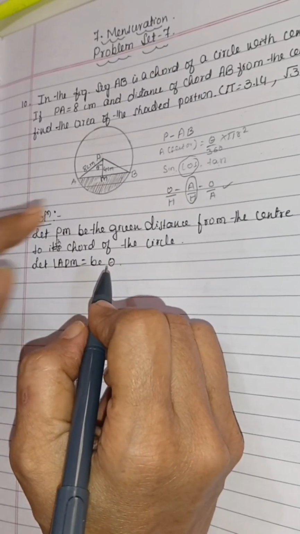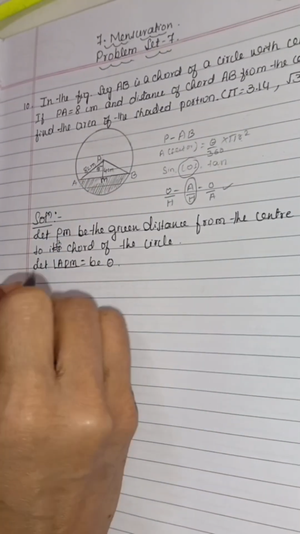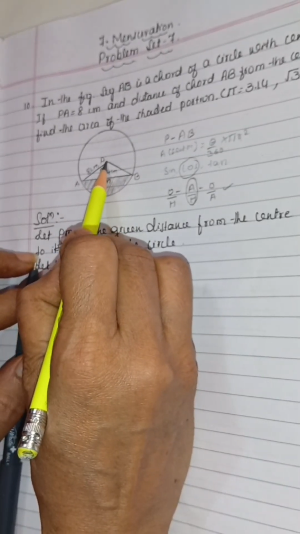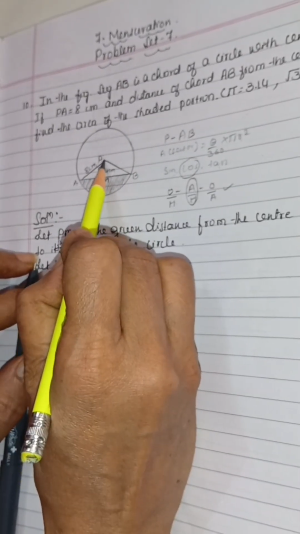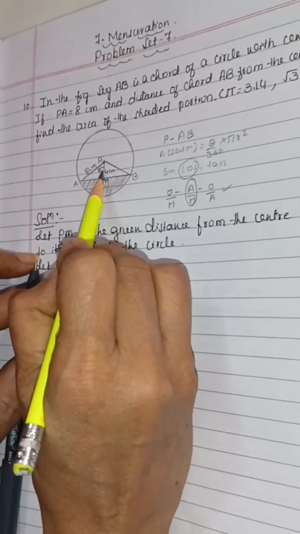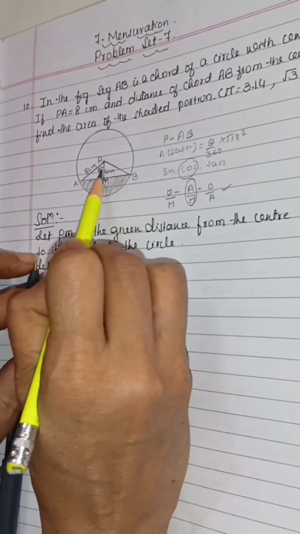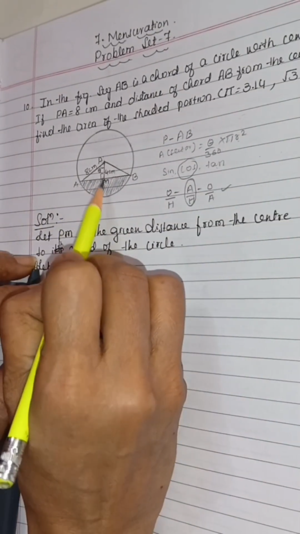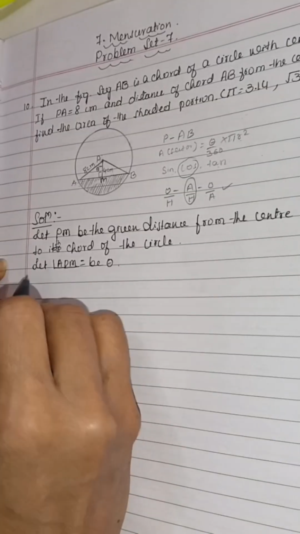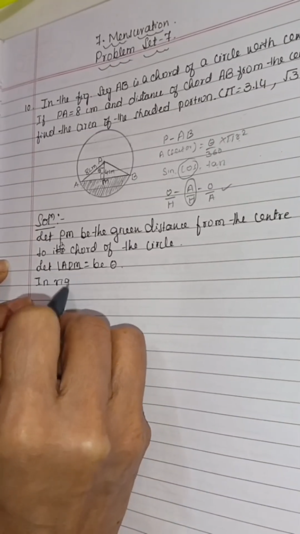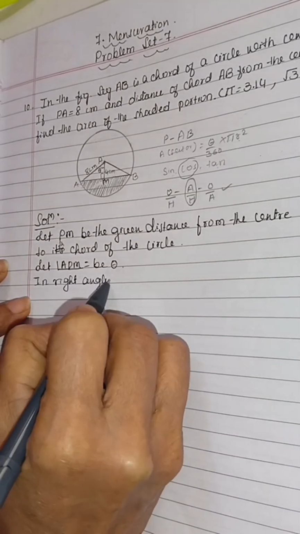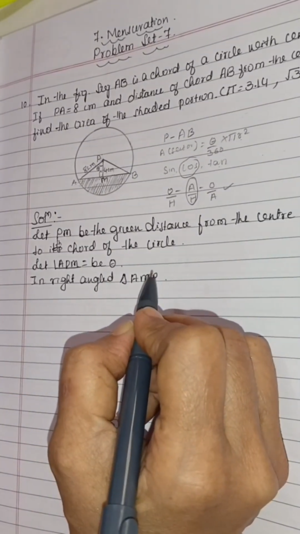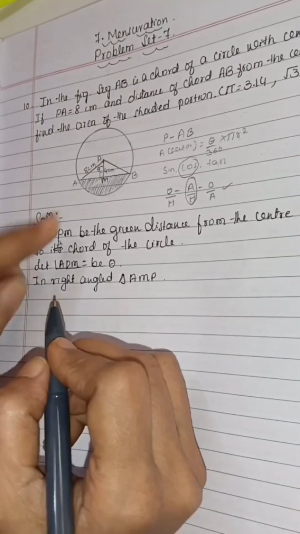Therefore we can use trigonometric ratios now. This is a perpendicular line from the center to the chord. Drawing a perpendicular from the center to the chord bisects the chord. Therefore AM equals MB, and this is 90 degree. Therefore triangle AMP is a right angle triangle. Therefore in right angle triangle AMP, now we can find cos theta.